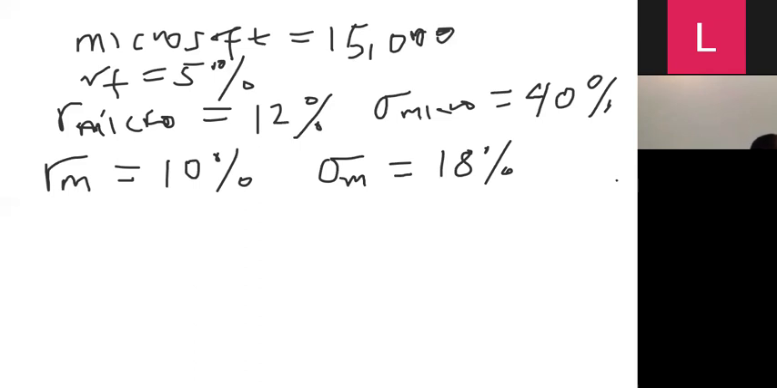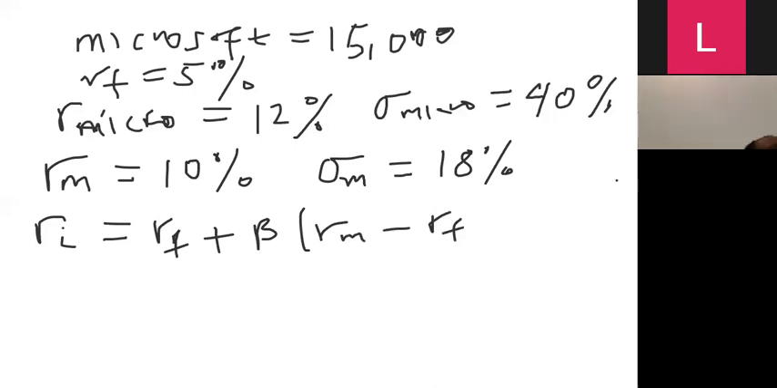So let's look at the question again. What alternative investment has the lowest possible volatility while having the same expected return as Microsoft? The key phrase here is the same expected return as Microsoft. So let me write the CAPM assumption. CAPM says that the return on i equals RF plus beta into bracket RM minus RF.